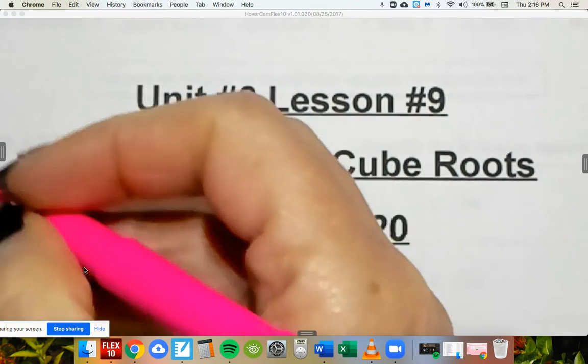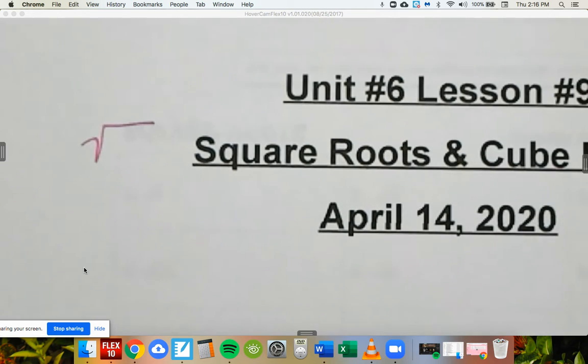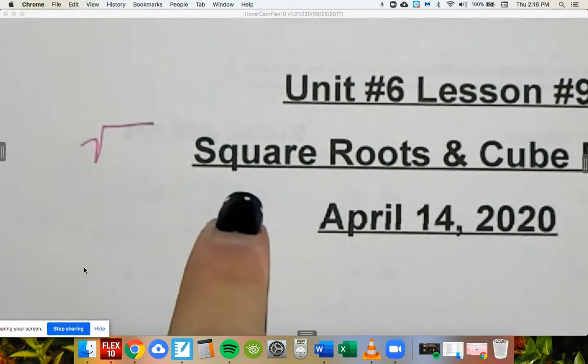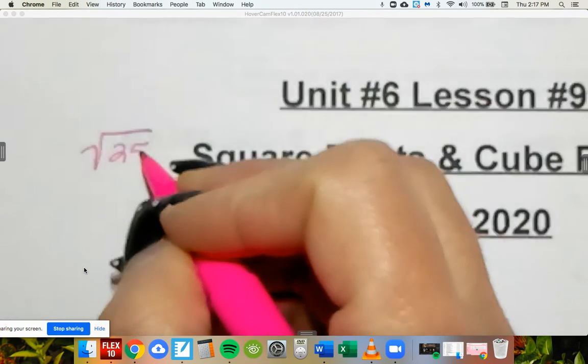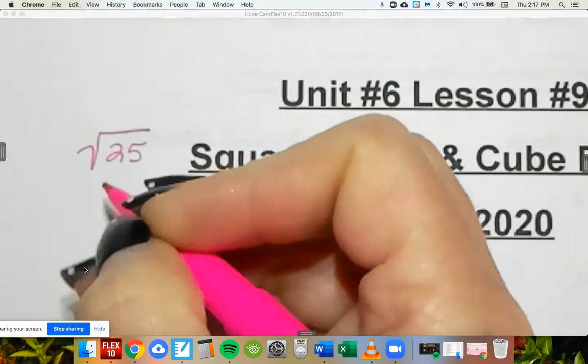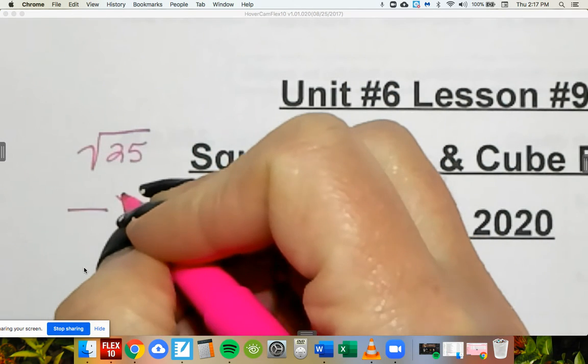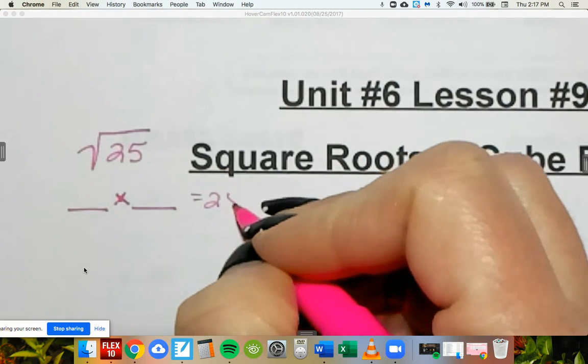This is a radical symbol, right? There it is. And that means square root. So if I put a number inside here, such as 25, you're trying to find the square root of 25. And what that really means, real quick, crash course in remembering how to do square root, you're looking for the number that when you multiply it by itself, you get 25.